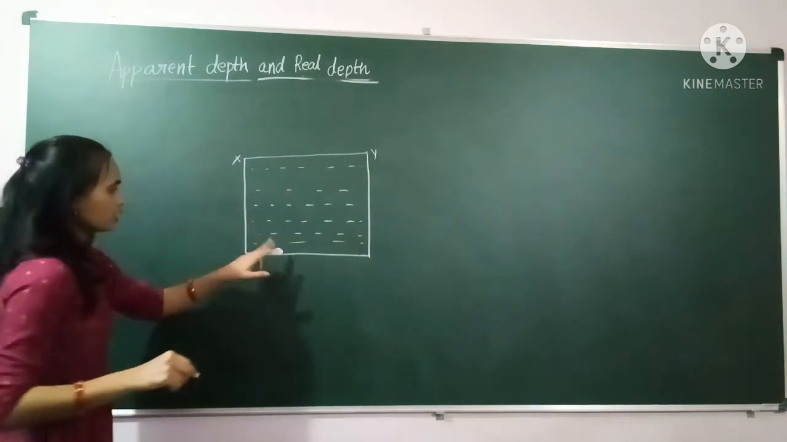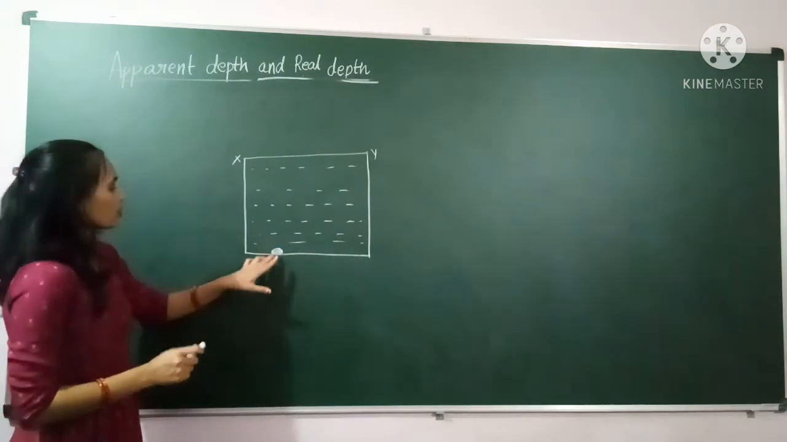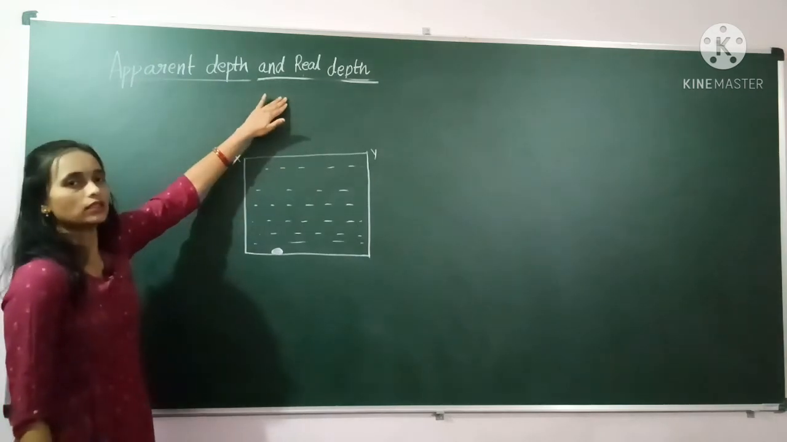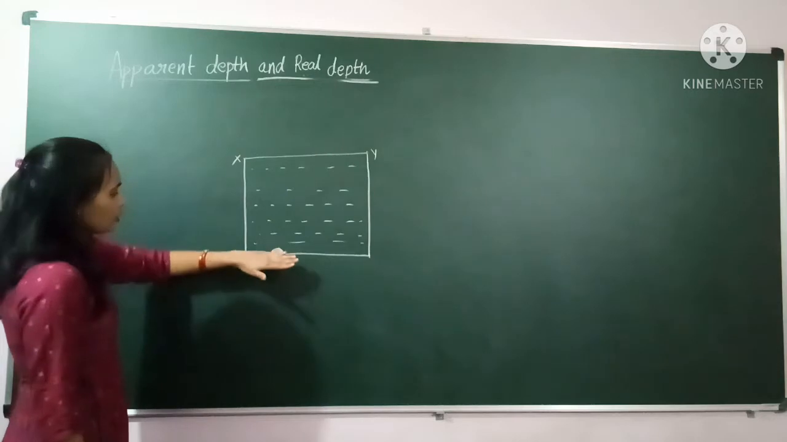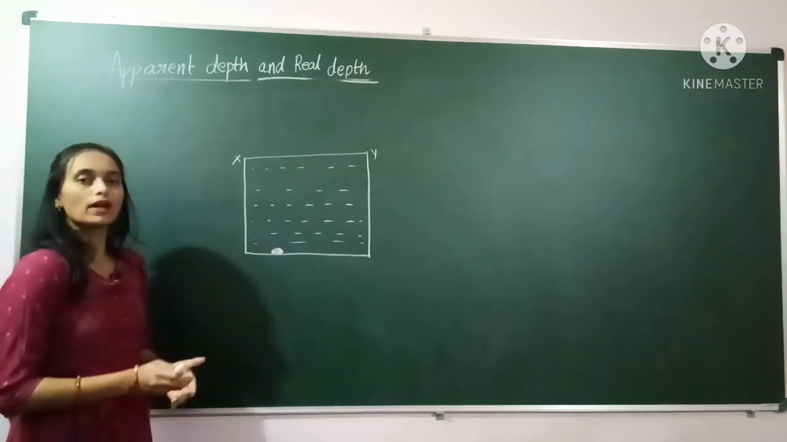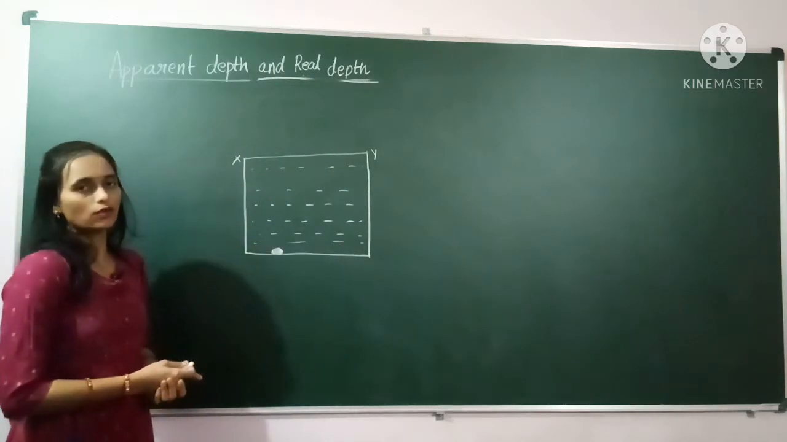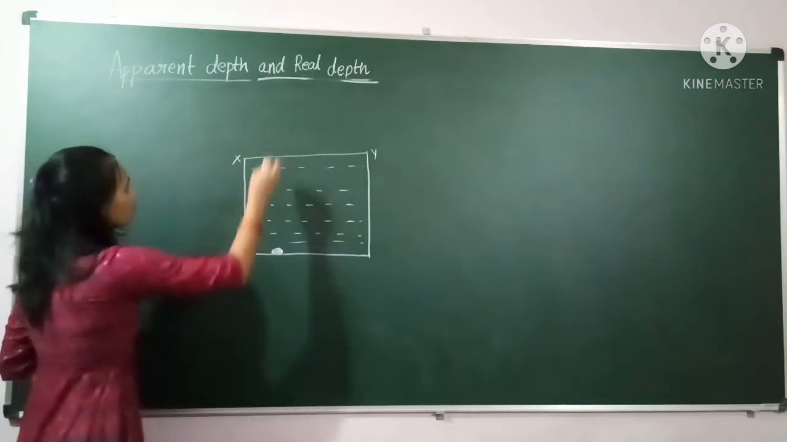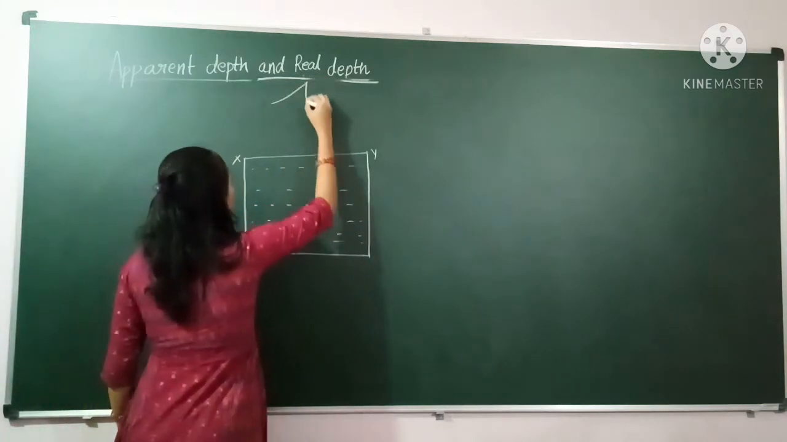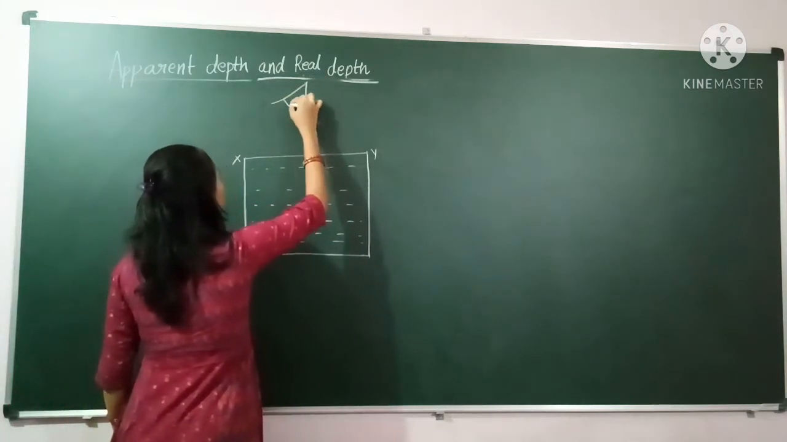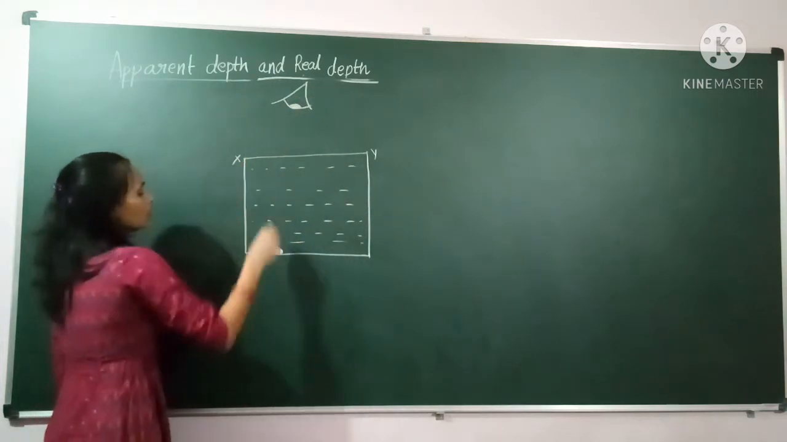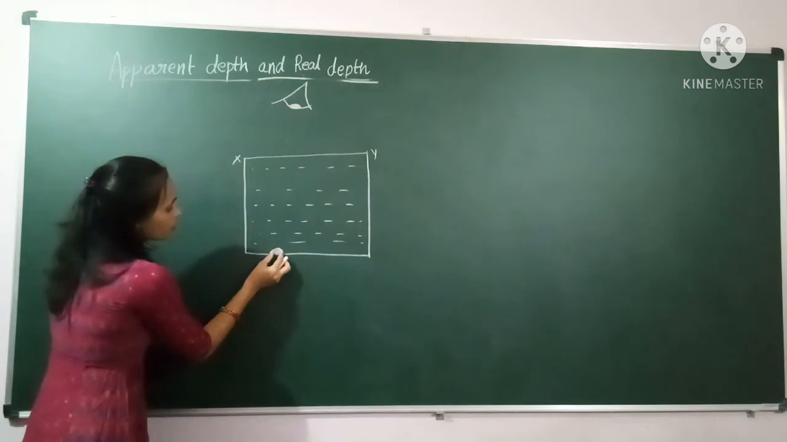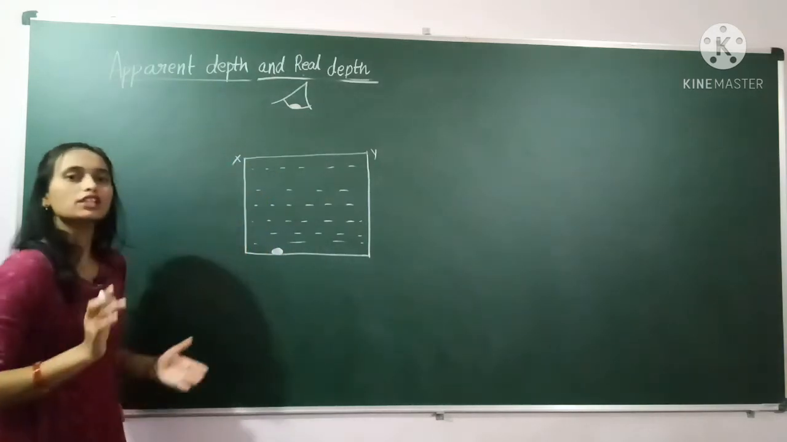This coin is placed inside the water, and when we observe this coin from the upper side, we will observe that this coin is slightly raised from its original position. Why does it appear to be raised? Because of refraction. So let's start. Here we will place our eye, meaning from the upper side we are observing. So this is our eye. Now, if we are observing this coin, what is our condition?